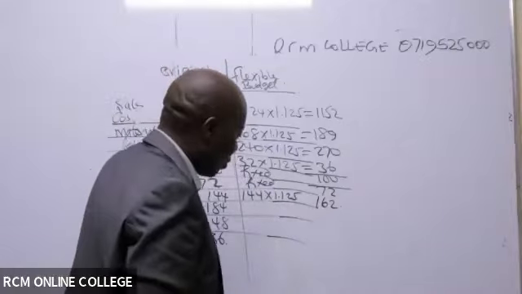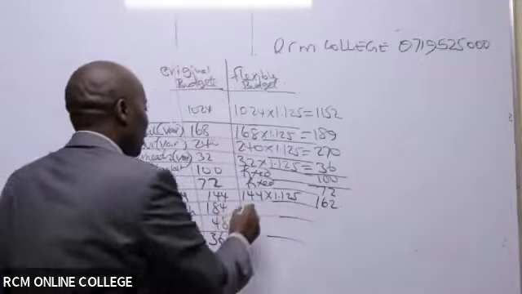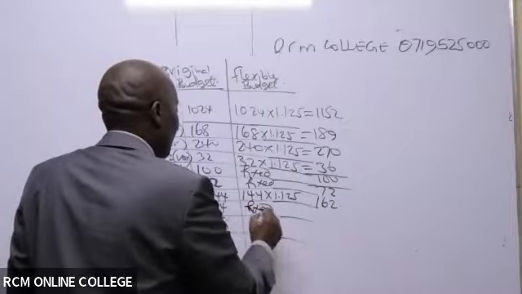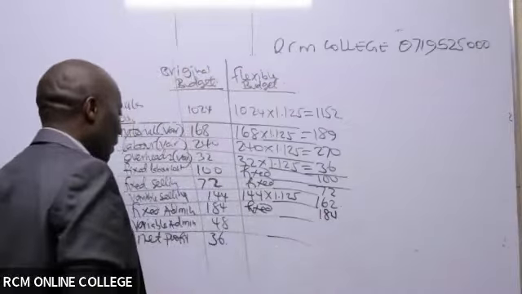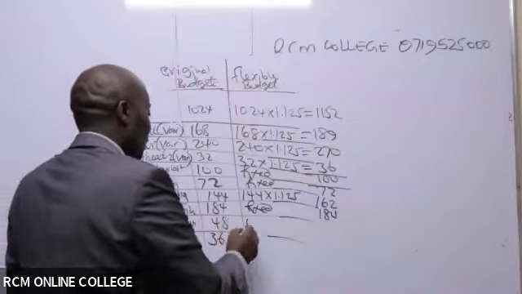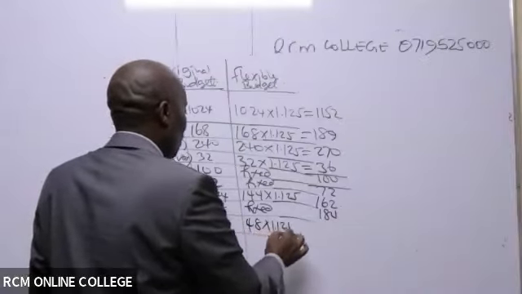All right. Fixed admin, this is fixed. From the name itself, you have 184. We have your variable admin. Variable admin, this I'll have to flex: 48 times 1.125.